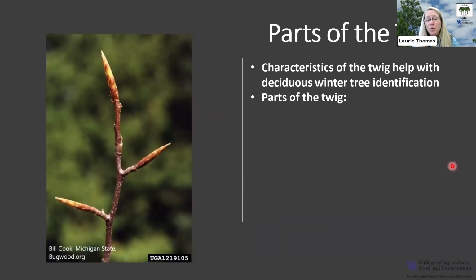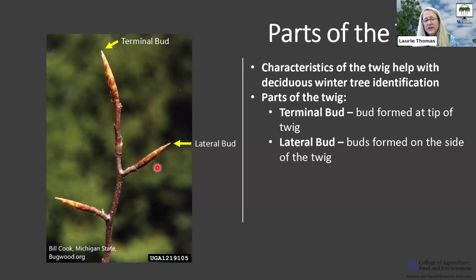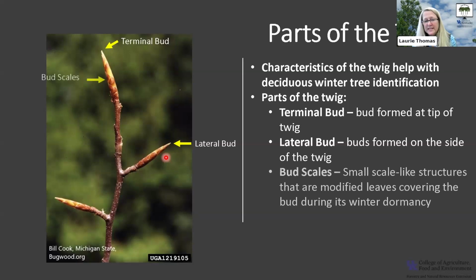So we'll look at a few more characteristics. Just a quick review: we've got our terminal bud, different species here. You're noticing how our buds look different based on species. That's how we're able to use our buds to help us with identification. We've got our lateral bud here again. See, it's on the side, and it looks much different than the last twig that we looked at.